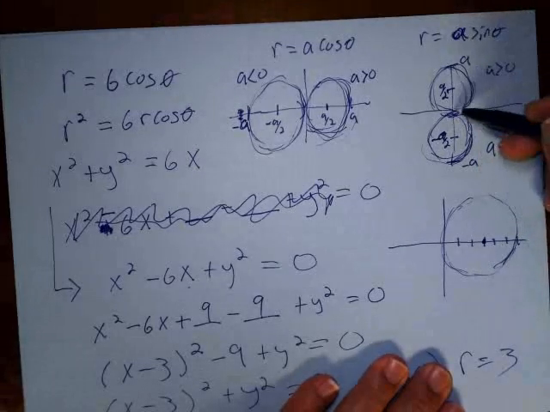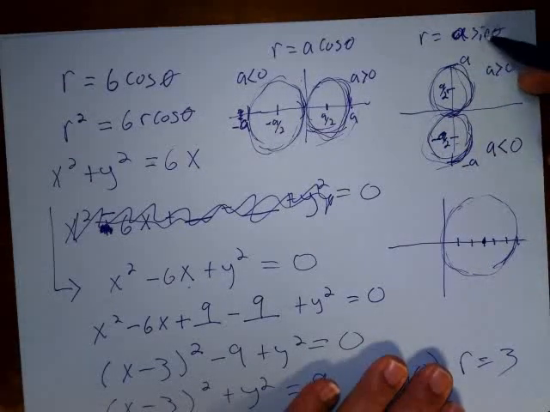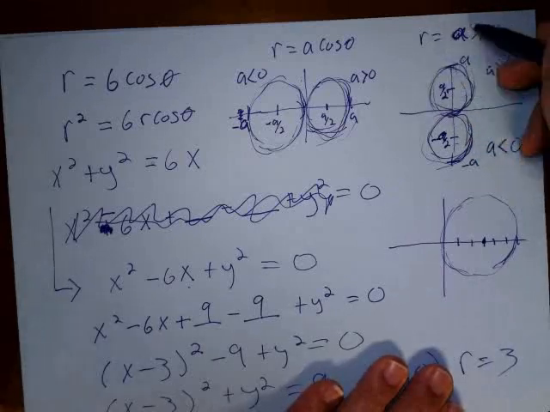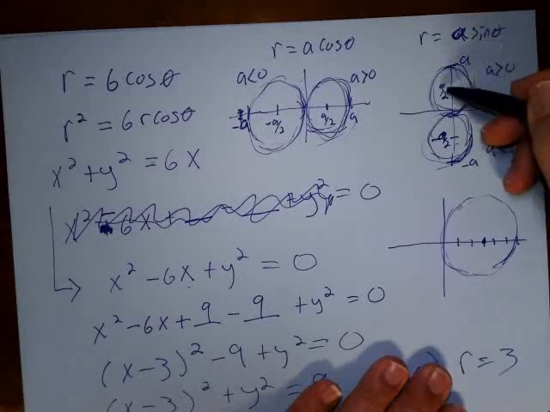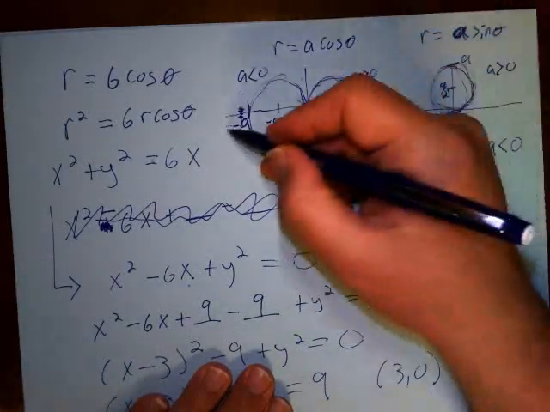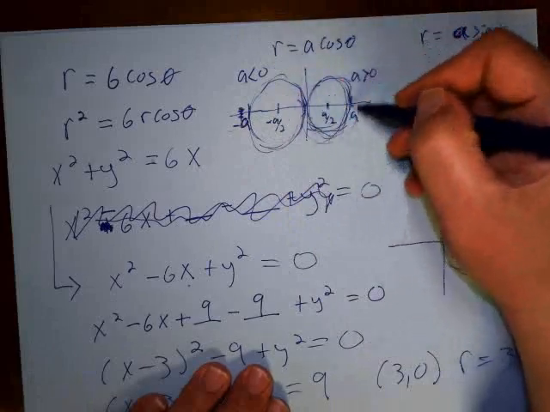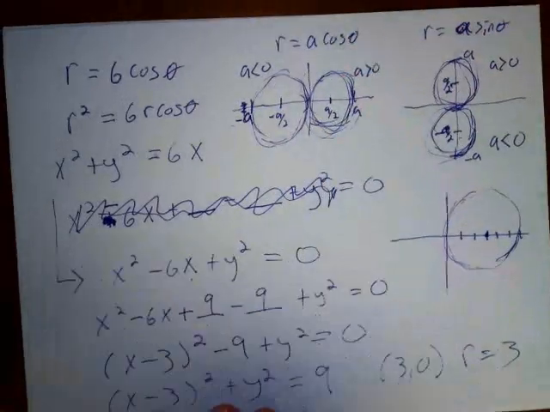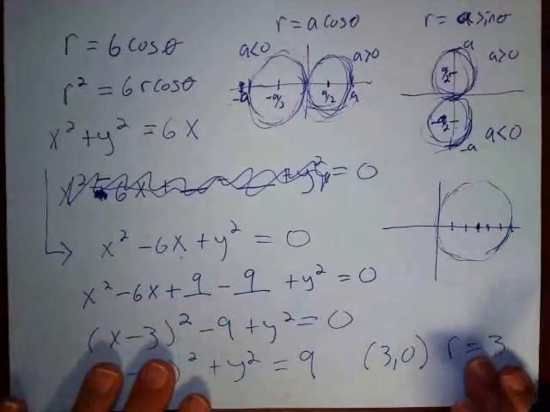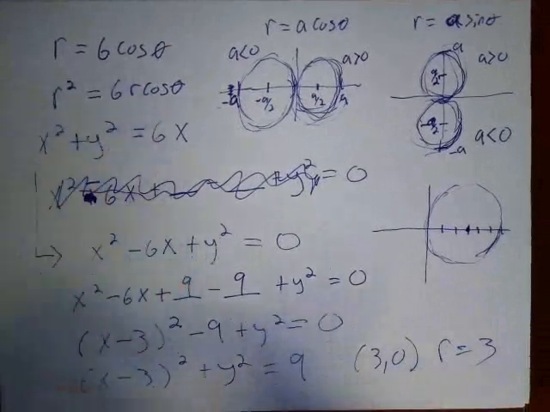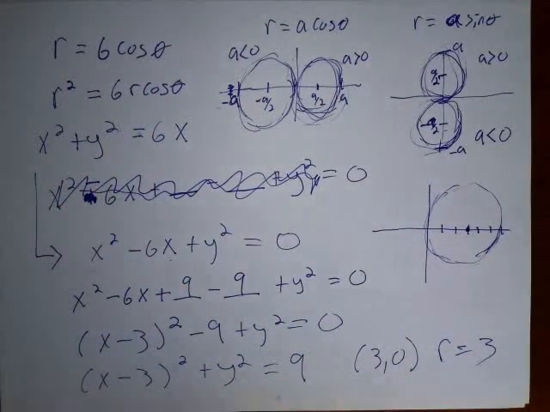So if the a was negative, you'd get a circle below the axis. This is if it's sine. If it's positive, it would be above the axis. The diameter would be a. The center here would be a over 2 on the axis. And if it were a cosine, then it's a circle. If a is greater than 0, it's over here. If it's less than 0, it's over there. And that's one of the things that you learn when you start talking about the graphs of these. That's what these functions are.